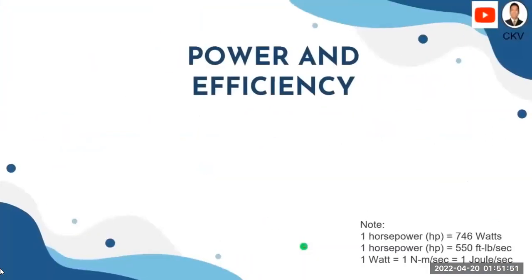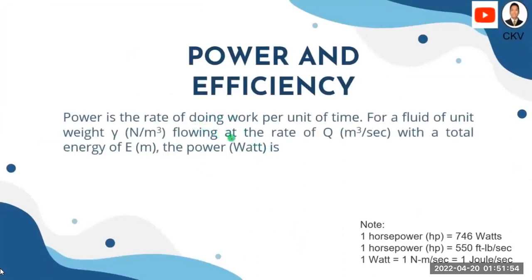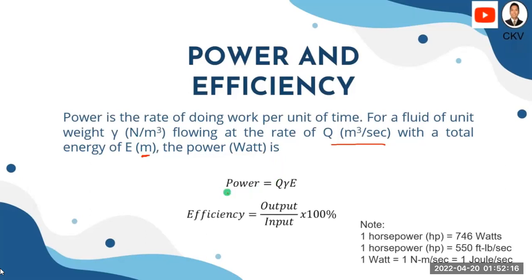Okay. For the power and efficiency, power is the rate of doing work per unit of time. For a fluid of unit weight gamma in newtons per cubic meter, and flow rate of Q in cubic meters per second, with a total energy computed E in meters, which is the total head, the power in watts is Q gamma E. So, substituting the values for Q, gamma, and E with these units, newton per cubic meter for unit weight, cubic meter per second for flow rate, and meter for the total energy, we can compute the power. So that unit will be in watts. Okay?